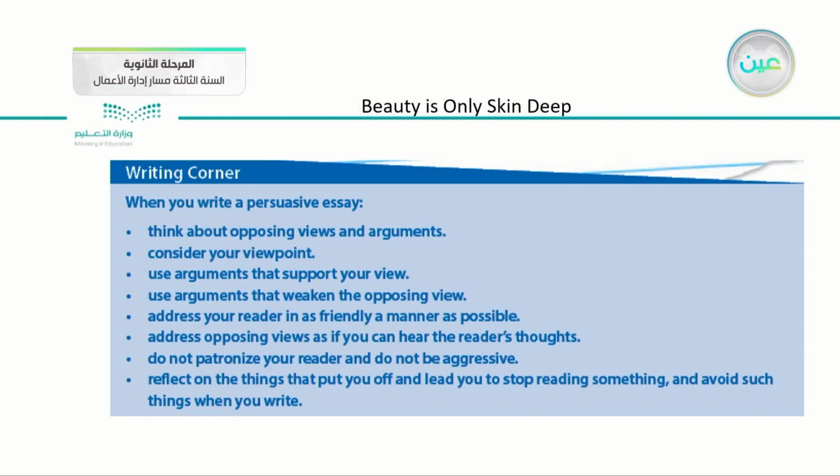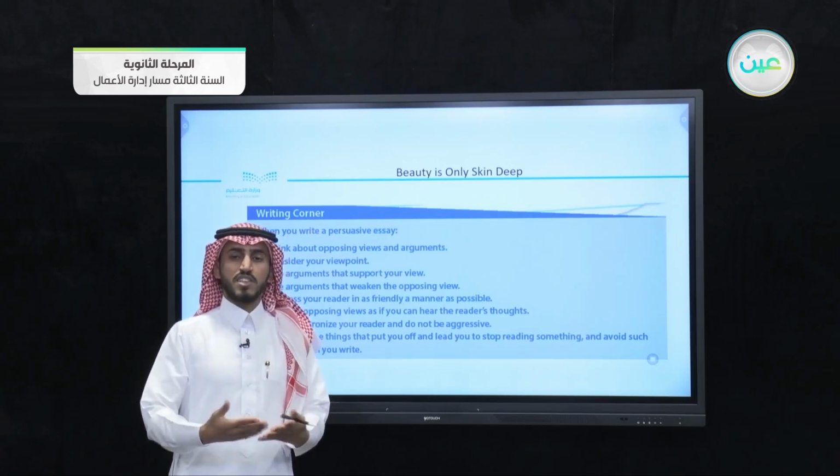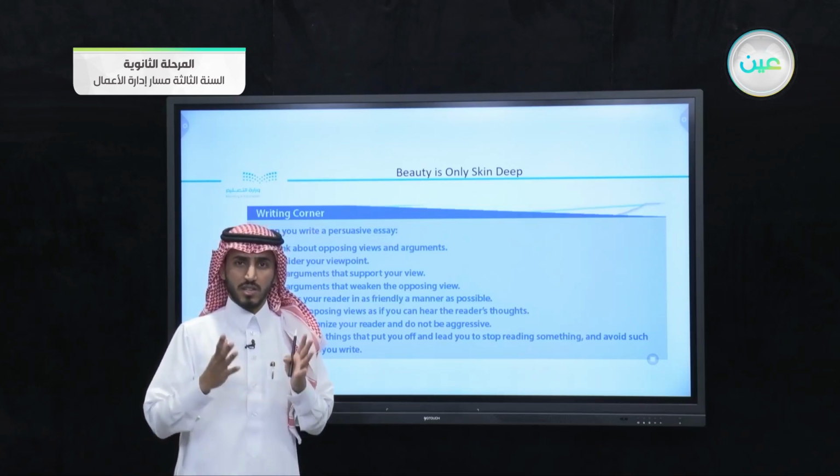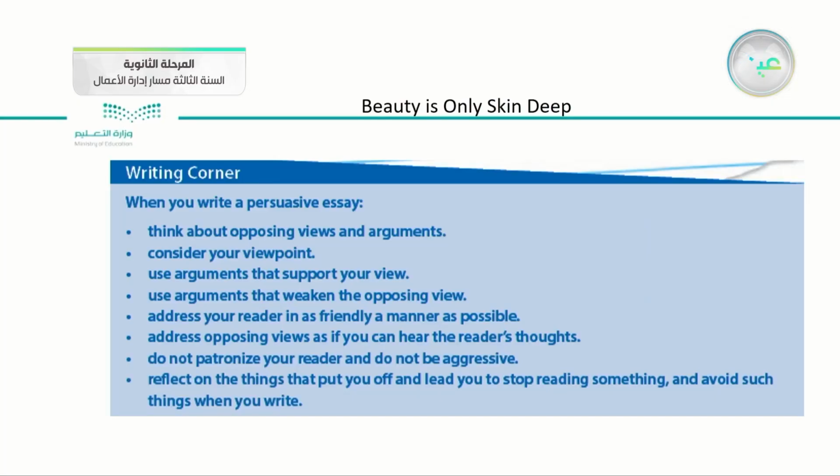After that, we have the last part of our lesson today, which is the writing corner. In the writing corner, we always have some tips or advice that could help us write our own essays properly. The first one, think about opposing views and arguments. If you have an opinion in your mind, think about the opposing ideas or arguments so you can reply to them.